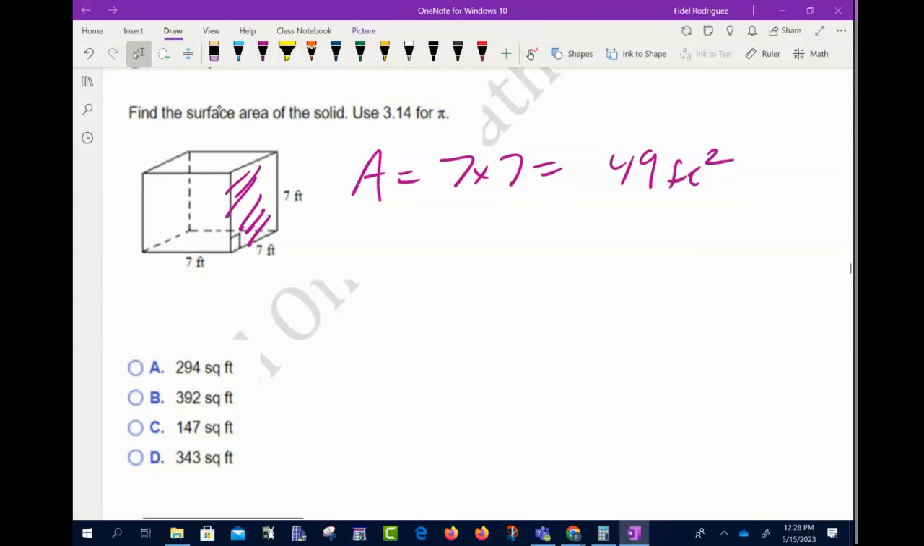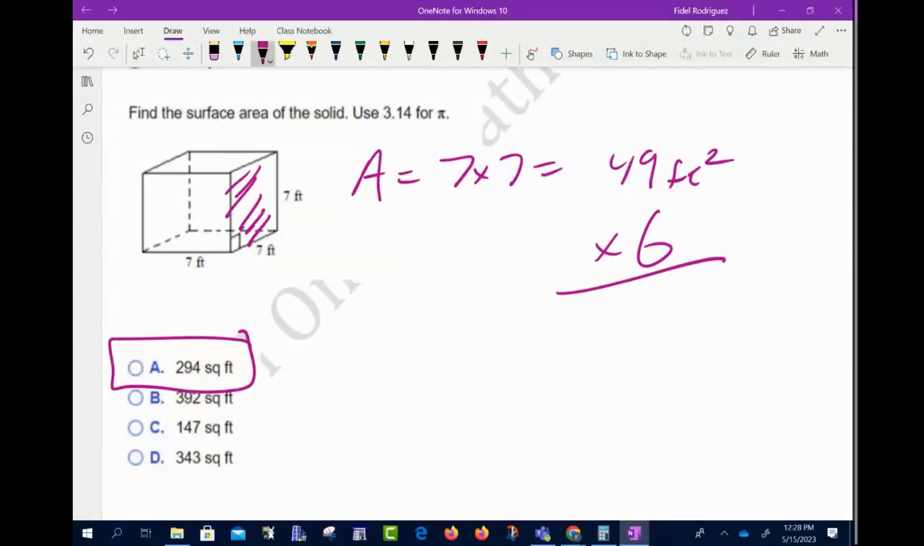So now we got to take this number and we got to multiply it by what? By 6. 294 square feet, right? Okay, did we have to use the pi here? Nah. Okay, good. Excellent, y'all.